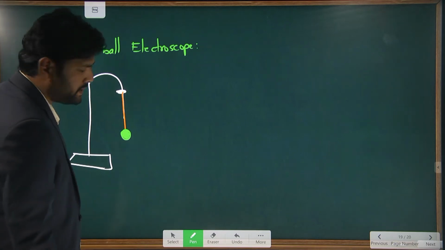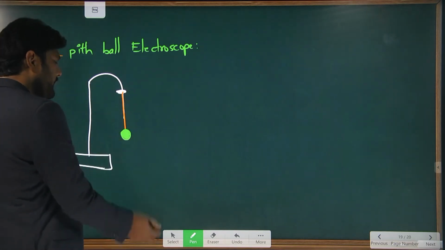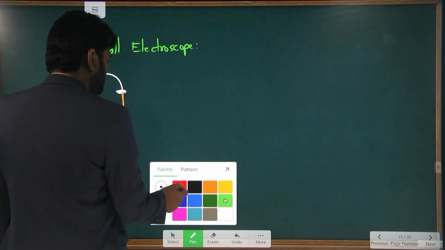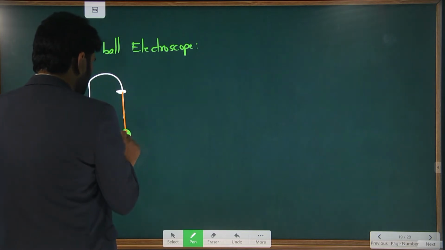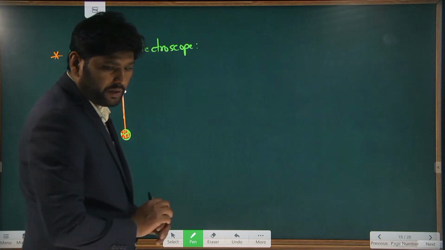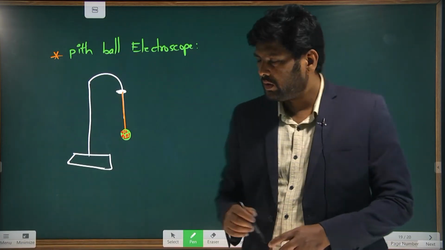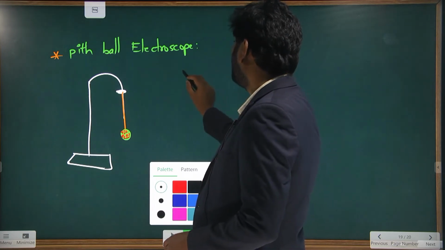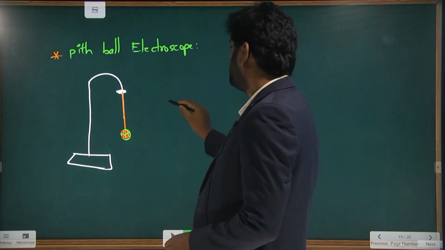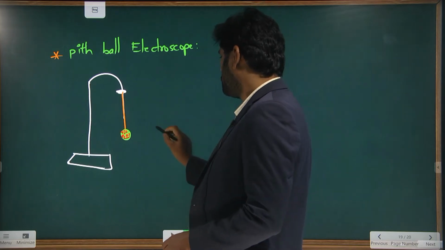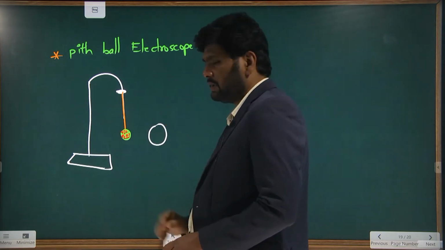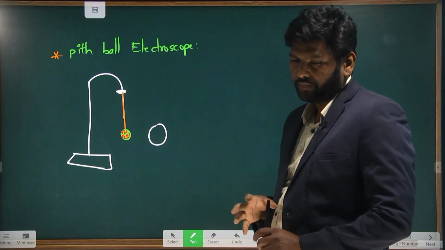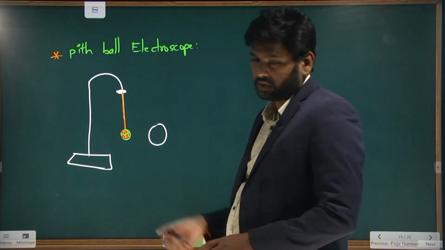Now this pith ball already has some charge. Let me take positive charge. The pith ball is already electrified, I mean it has charge. Now I am taking some object here. Assume this object is in a circular shape, and this object is not charged.